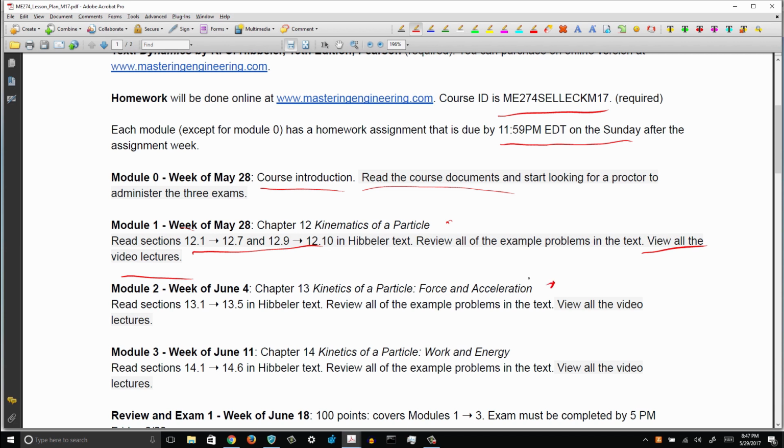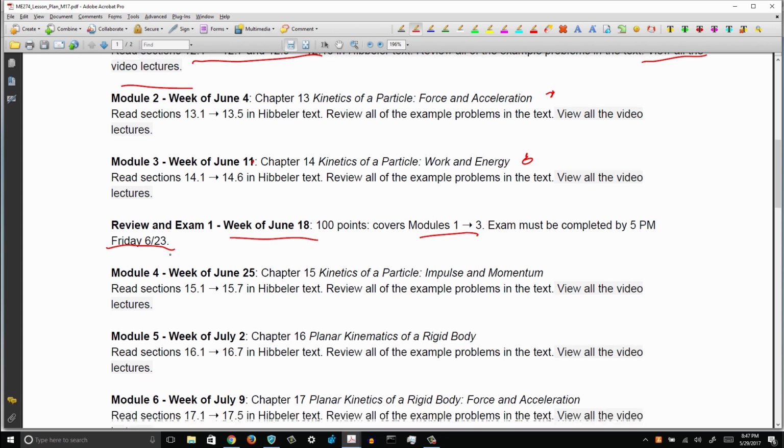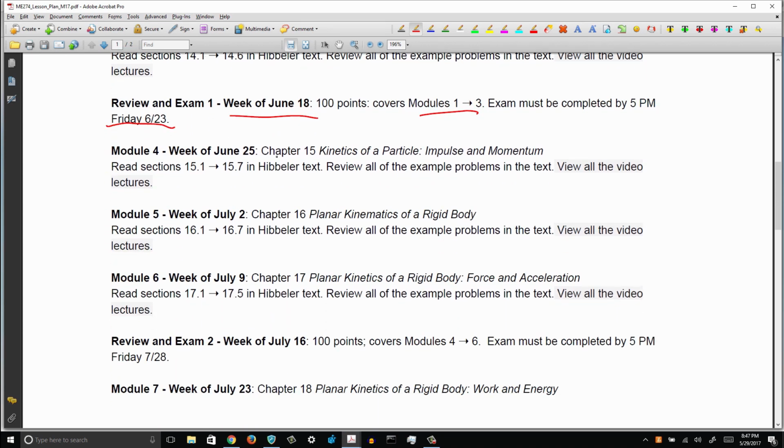Module 2 will go over in the week of June 4th. That's on Chapter 13, Kinetics of a Particle, Force and Acceleration. Module 3 is the week of June 11th. It's on Chapter 14, Kinetics of a Particle, Work and Energy. And then the week of June 18th is the first exam. It covers modules 1 through 3, and you must finish it by 5 p.m. Friday, June 23rd.